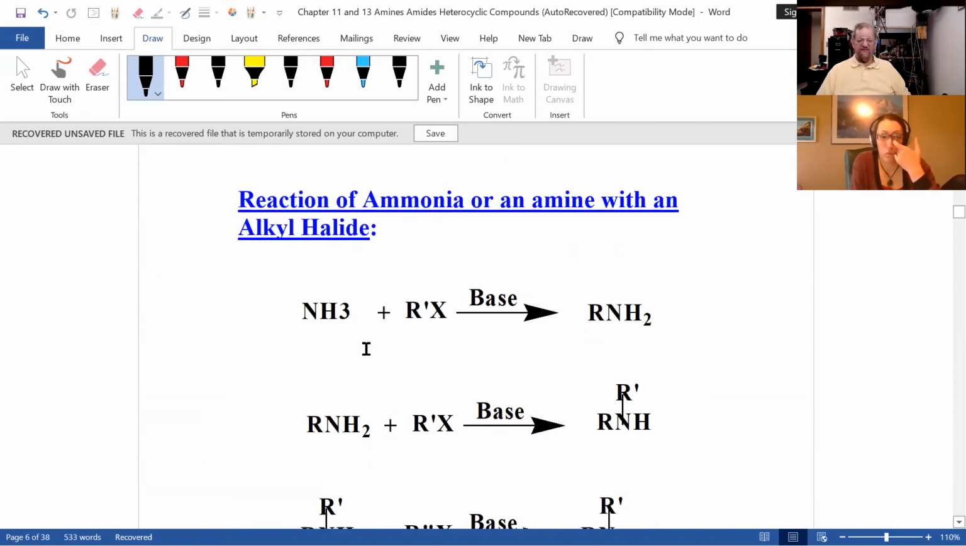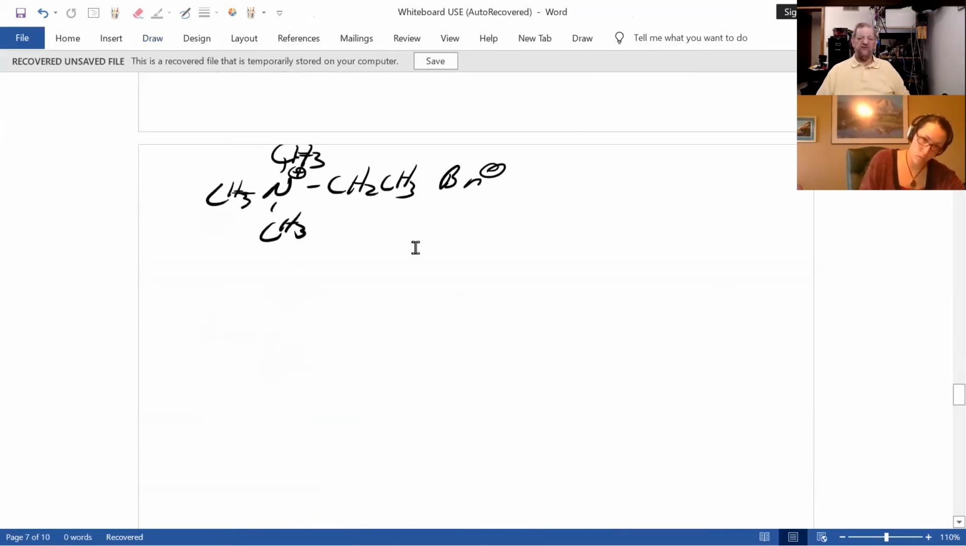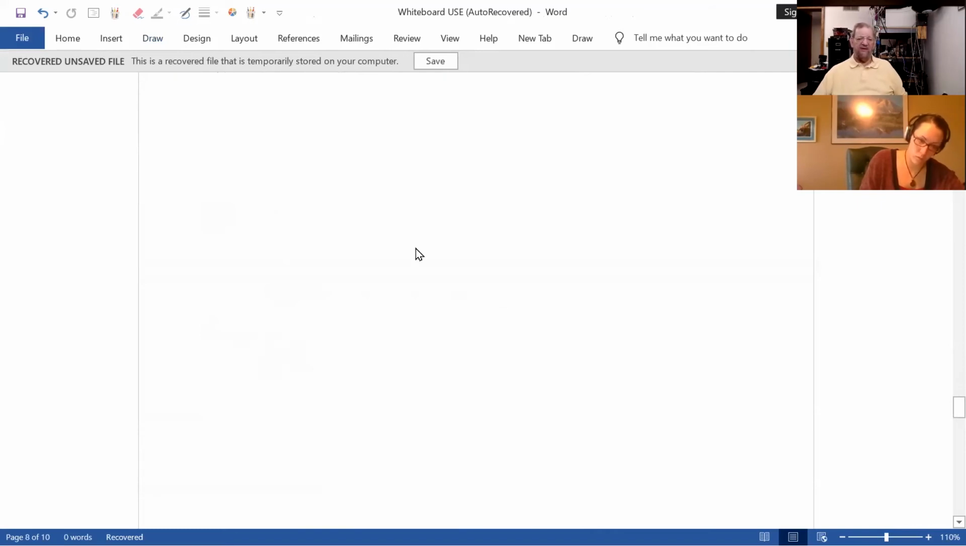Let's go through the first slide. This slide is a little busy, and I'll rewrite it on the whiteboard, this one right here. Let me rewrite it. By the way, switches on. Now, to make primary amines, and this is how you draw primary amines, just like you saw with primary alcohols.